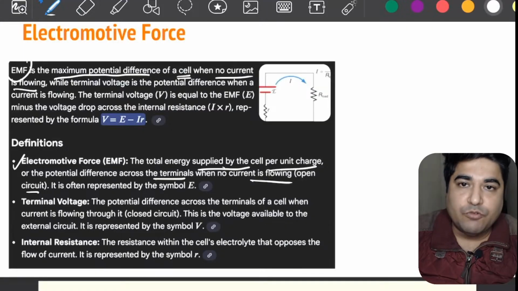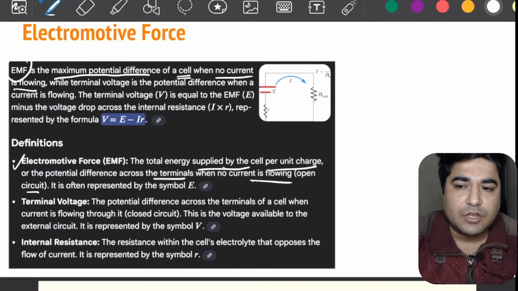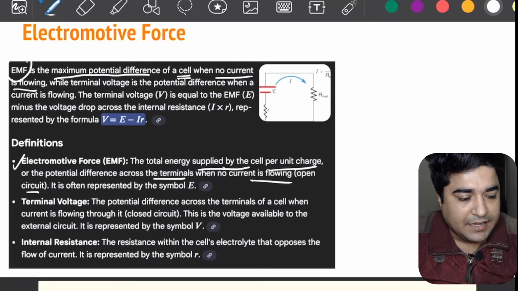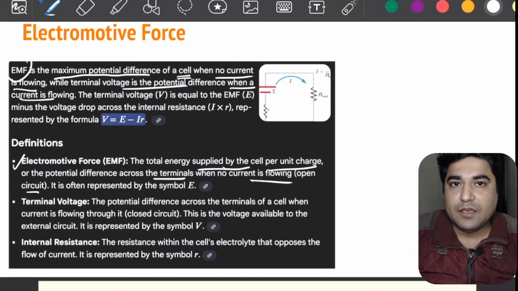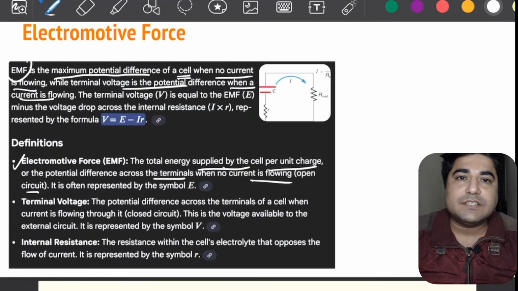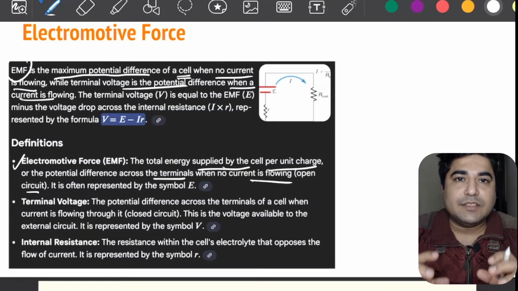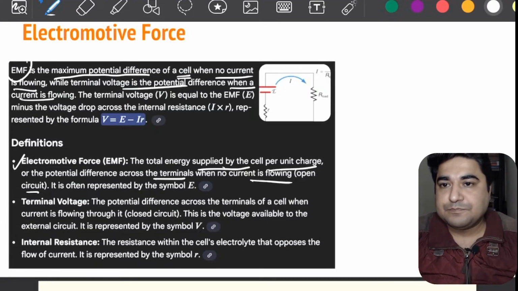Okay, let's move on to the next topic, which is the terminal voltage. We'll cover these in detail also. I'm just giving you an overview of all the four things and how they are related to each other. So the terminal voltage basically is the potential difference when there is a current. When there is no current or open circuit, that is known as EMF, which is the maximum potential difference. But the terminal voltage is the potential difference across the terminals when the current is flowing through it, or we can say the circuit is closed.